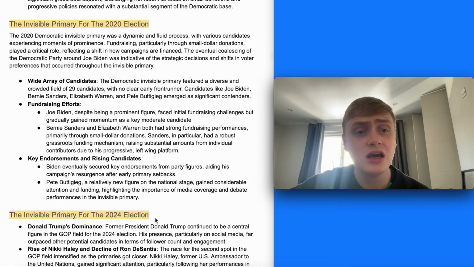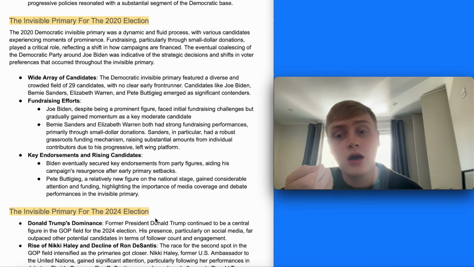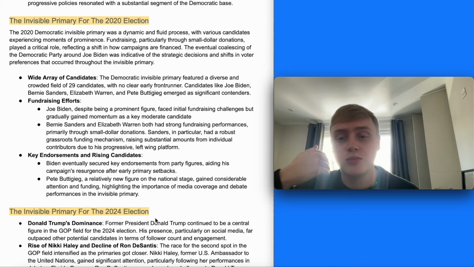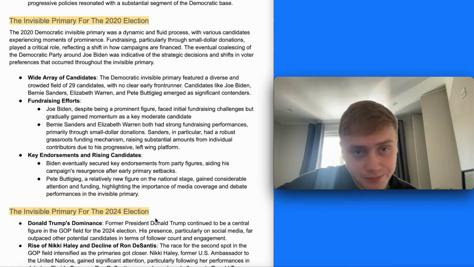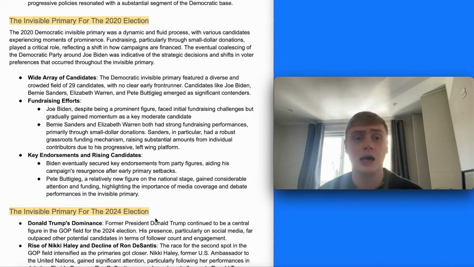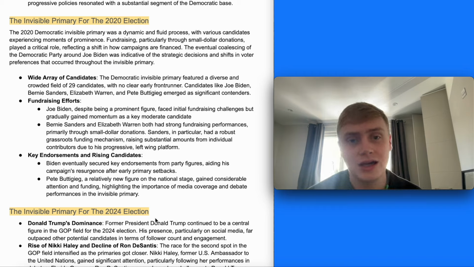In terms of 2020, there was, of course, only an invisible primary and only a primary on the Democratic side because Donald Trump was running again and very easily secured the Republican nomination. There were no real challenges to him. But in the 2020 Democratic primary, there were a wide array of candidates. So a field of 29 candidates with no clear early frontrunner. Candidates like Biden, Sanders, Warren, and Pete Buttigieg emerged as significant contenders.